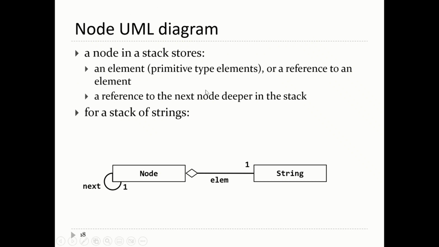OK, so what does a node look like if you were to draw it as a UML class diagram? Well, a node is an aggregation of one element. In this case, it's a string. But every node can have a reference to another node. So it's also an association of another node. So it has a link to, or a reference to, its next node. In a stack, there's always 1 or 0 next nodes.